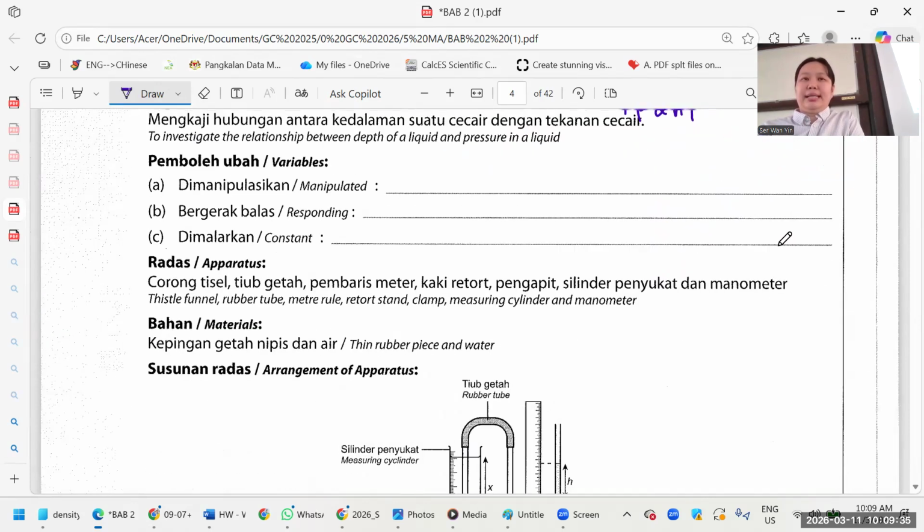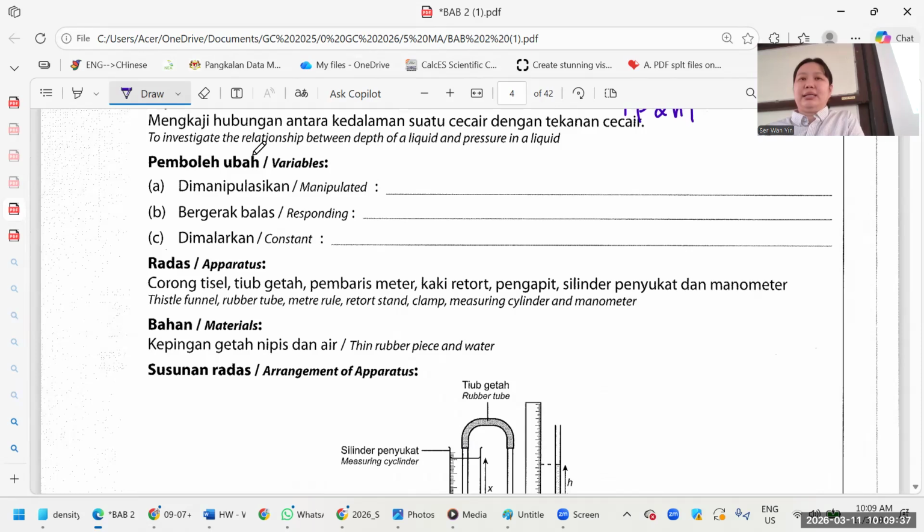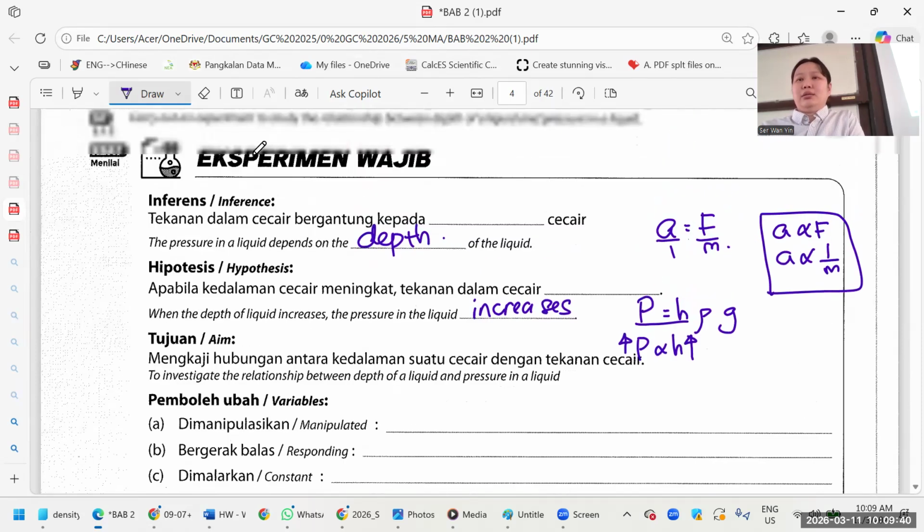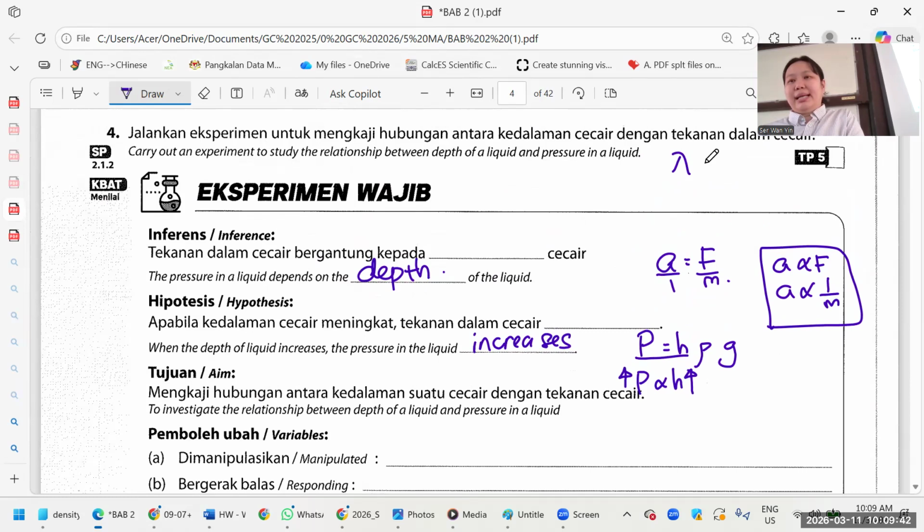Okay, so now look at this to investigate. One more. Lambda equals AX over D. Tell me the relationship between A and X. Directly proportional or inversely proportional?